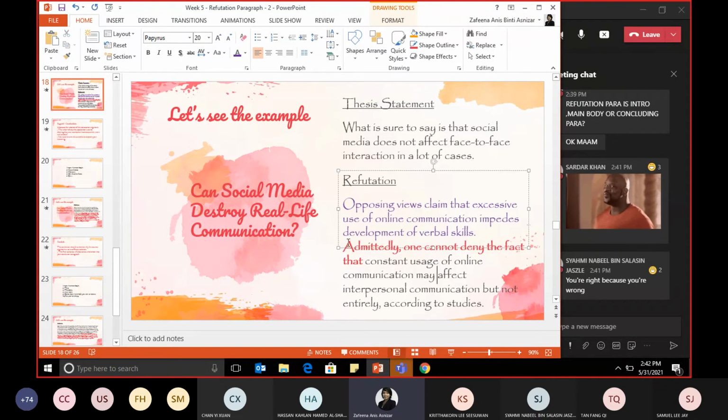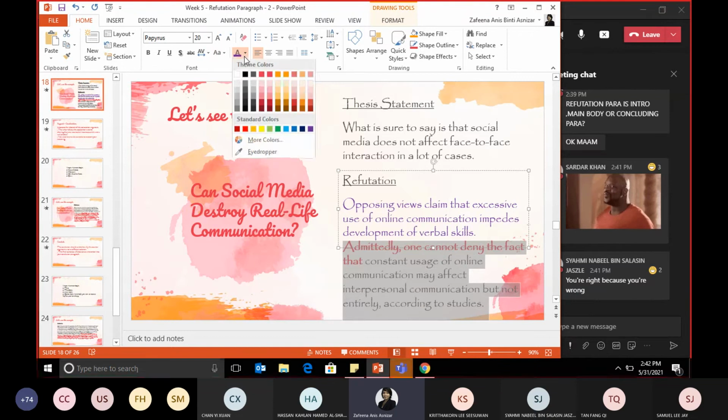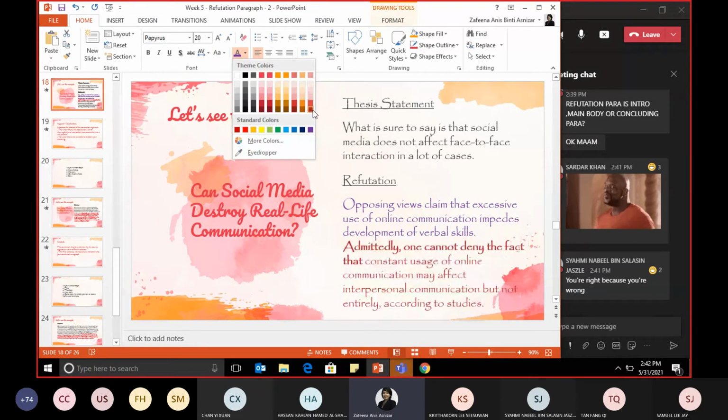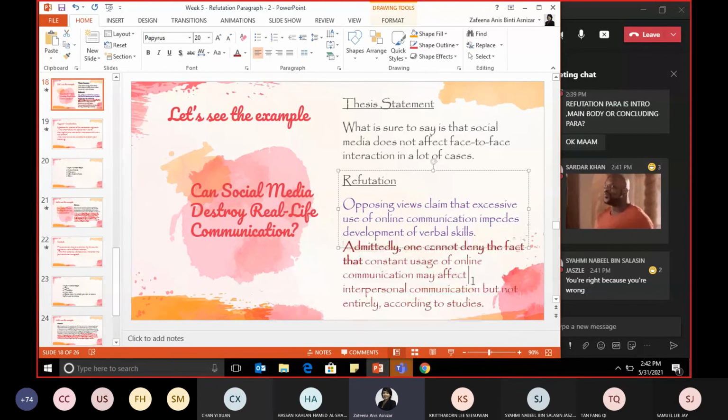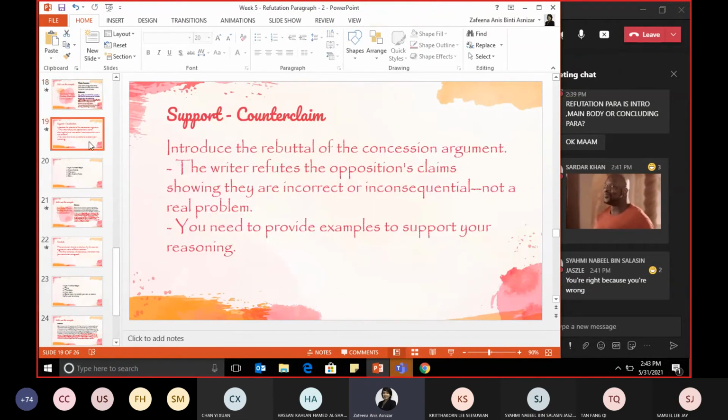But then here, I add some simple information to support the opposing views. Admittedly, one cannot deny the fact that constant usage of online communication may affect interpersonal communication, but not entirely. When you state "but not entirely, according to studies," you are now establishing your information. You just want to make yourself clear that it's true, it may affect interpersonal communication, but not entirely. That is the second part of your refutation paragraph.